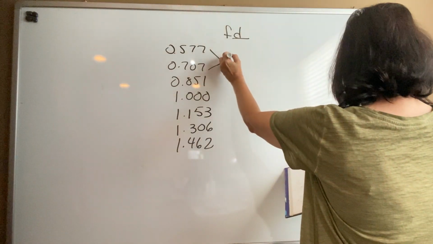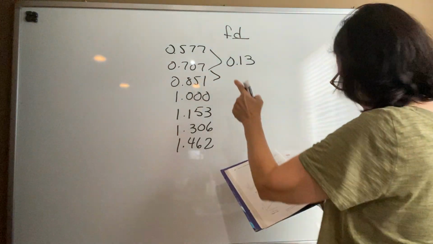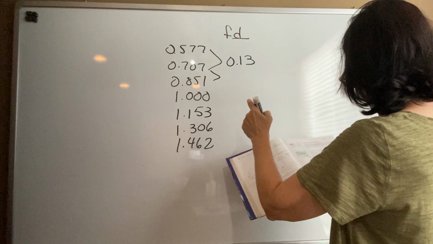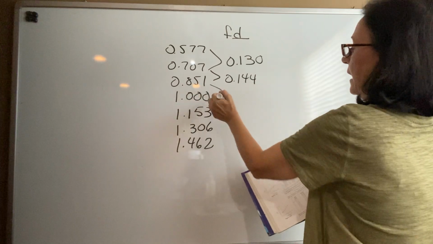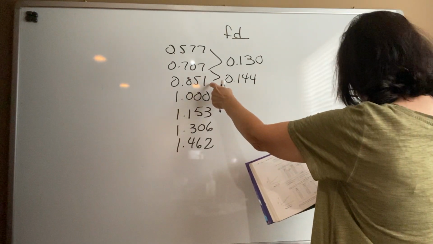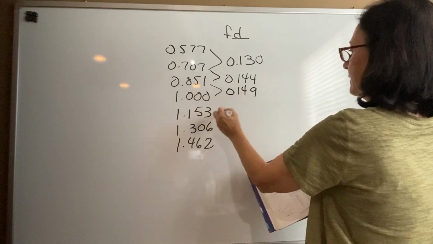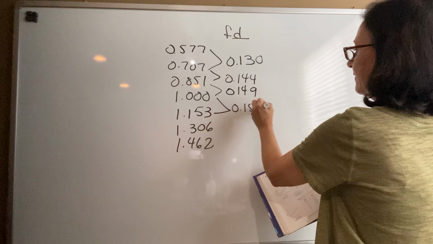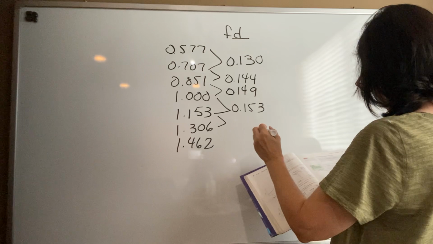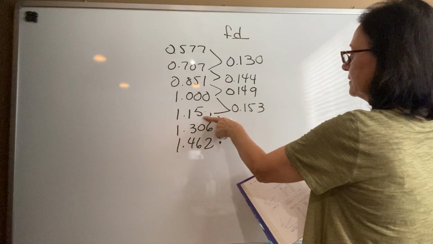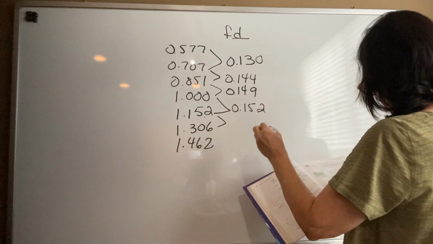and that is 0.13. I take 0.851, subtract 0.707, and that is 0.144. 1.1 minus 0.851 is 0.149. That's 0.153. That one was easy for me to calculate. Oops, I wrote number 7 wrong. This is actually a 2. So this is actually a 2.